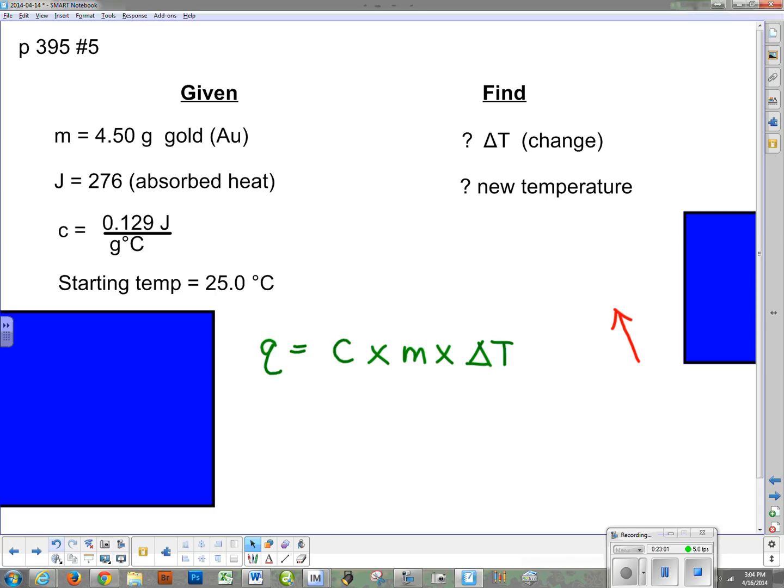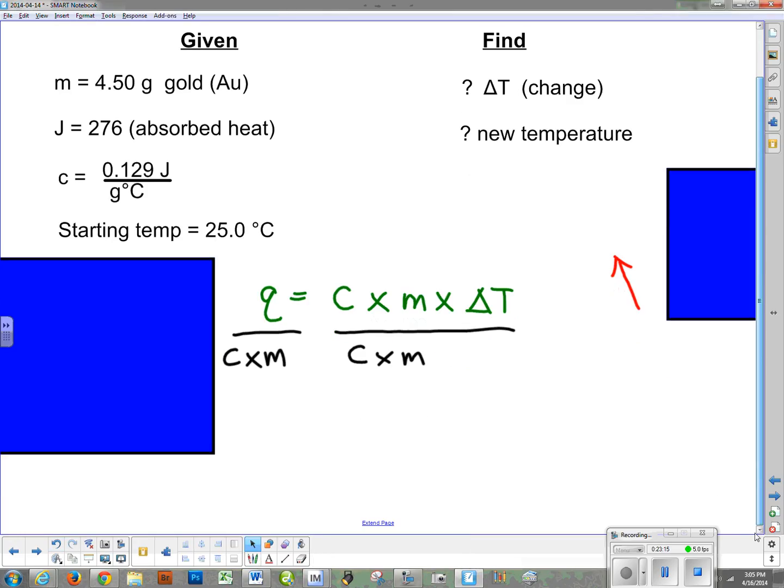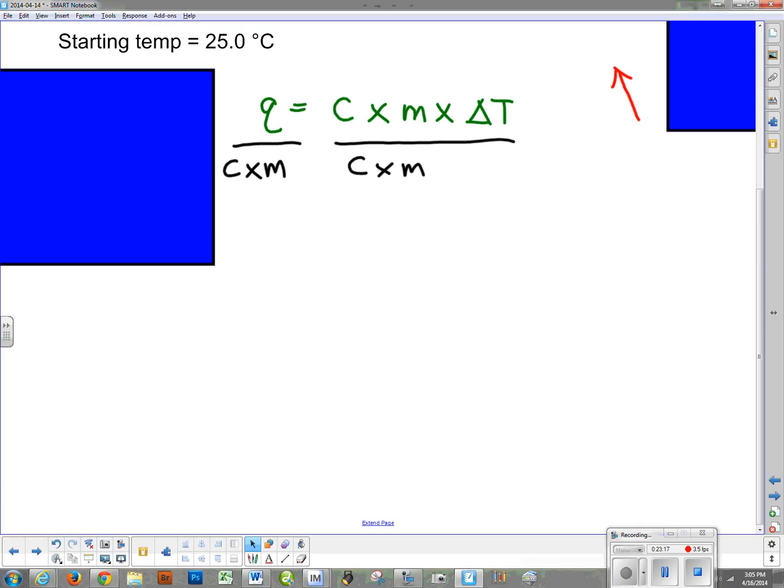So I'm going to take C times M, and I'm going to divide that on both sides. C times M. Okay, so my new formula, and I recommend you do it this way in all your problems, is going to be Q over C times M is equal to the delta T. See, now you're set. You don't have to drag big numbers around while you're doing this. It makes it a lot easier. So now we can plug and play.